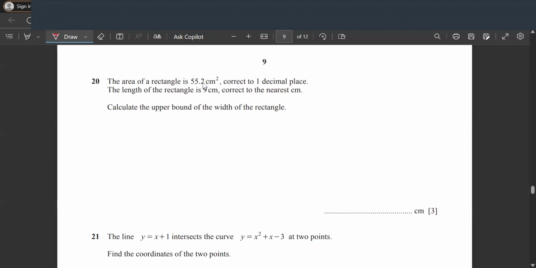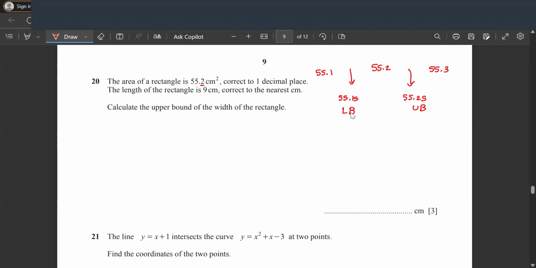Here, he's telling me 55.2 centimeters squared, correct to 1 decimal place. Where is the 1 decimal place here? This one. So I will put it here. Add 1, it will be 55.3. Subtract 1, it will be 55.1. Then get the midpoint here, which is 55.25, and this is the upper bound. And get the midpoint here, which is 55.15, and this is the lower bound. How to get the midpoint? Add, divide by 2 if you didn't get it mentally.